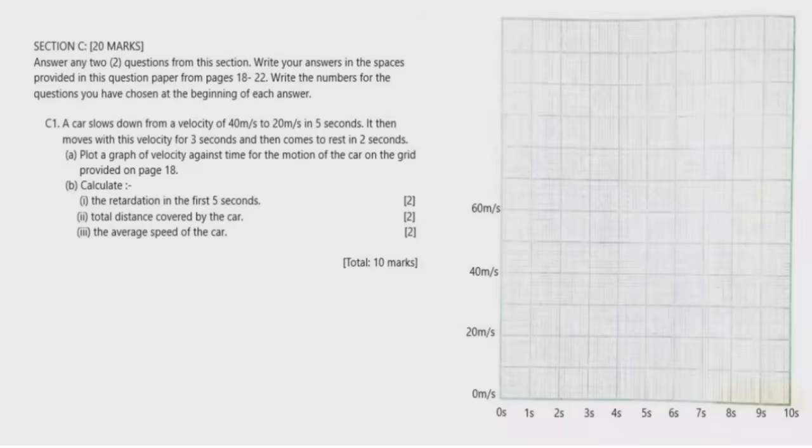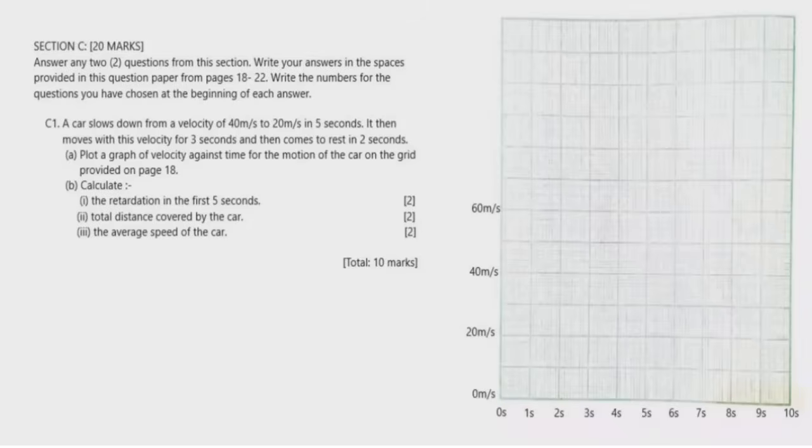So let's start with question 1, which is: a car slows down from a velocity of 40 meters per second to 20 meters per second in 5 seconds. It then moves with this velocity for 3 seconds and then comes to rest in 2 seconds. Question 1A: plot a graph of velocity against time for the motion of the car on the grid provided on page 18. For me, I've just picked a graph from that page and brought it here. So we can see the graph that we're going to use now.